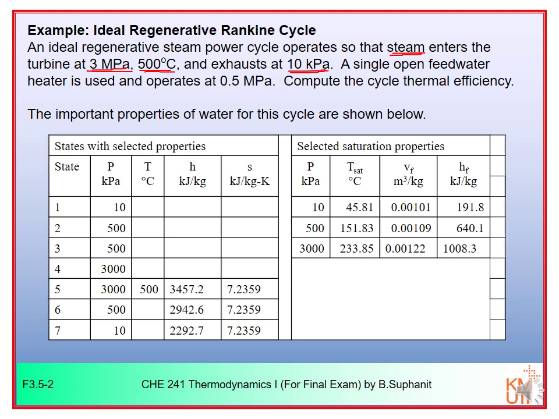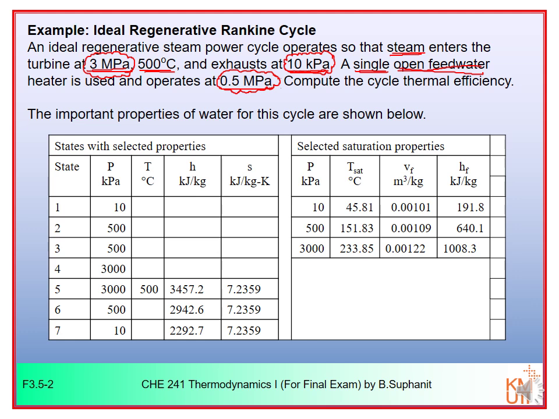In this Rankine cycle, we are going to use a single open feed water heater, which operates at 0.5 megapascal. So you can see that in this Rankine cycle, we are operating with 3 different pressure levels. The highest pressure would be at 3 megapascal. The intermediate pressure would be at 0.5 megapascal, and the lowest pressure would be at 10 kilopascal.